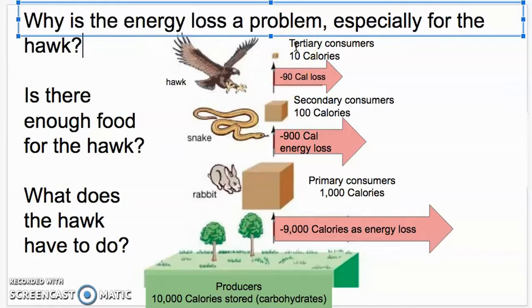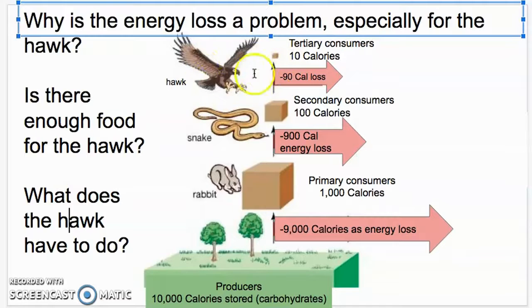Why would all this energy loss be a problem, especially for the hawk? Is there enough food for the hawk? And what will the hawk have to do? So thinking about this, I kept the numbers a little smaller so that they would be easier to manage, but 100 calories is about the amount of calories you would get in a boiled egg or an apple. So 10 calories is definitely not enough to feed a hawk.